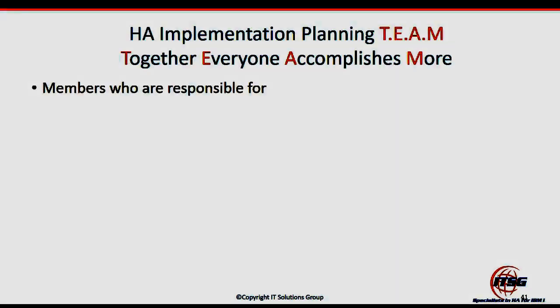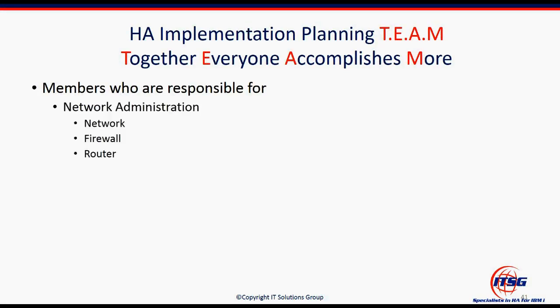Okay, HA implementation team. Together, everyone accomplishes more. This is so true. Members who are responsible are the network administration: network, firewall, router. These people need to get new functions and new hardware, or maybe it's just an update to their code, to make this happen. So I like to get them engaged first, because they typically need to do updates to their systems, to their firewalls, to allow the high availability to flow properly.